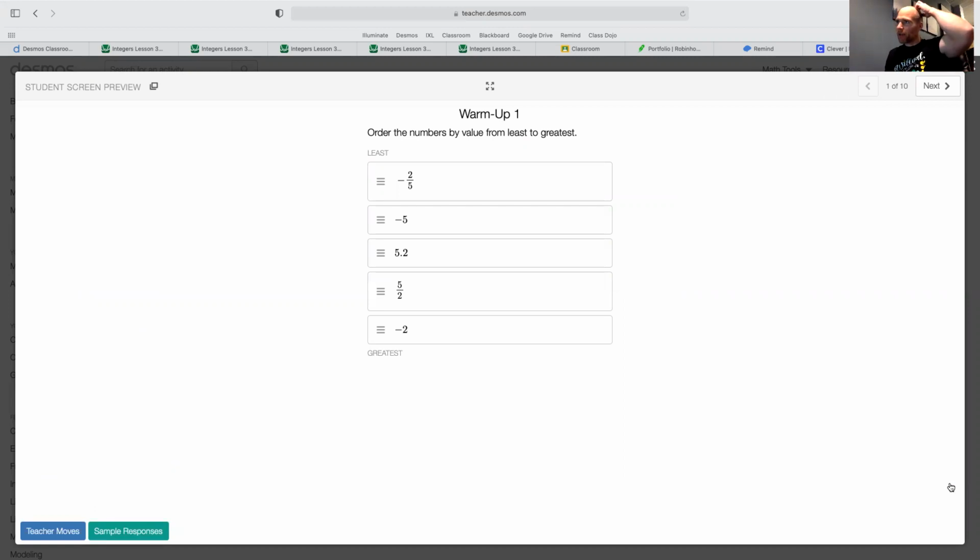So, order the numbers by value from least to greatest. If you're thinking about a number line, lower numbers are always to the left, right? Like the further negative you go, the smaller the number is considered. And as you go to the right, the further right you go, the bigger a number is considered, right? So let's just visualize a number line in our head. We can have it down here.